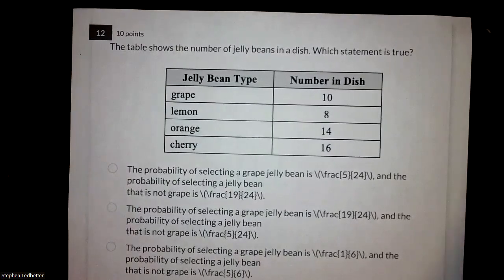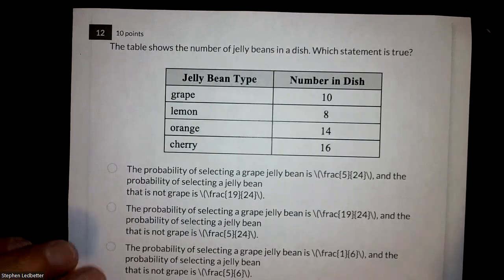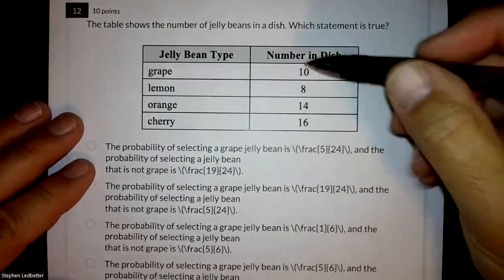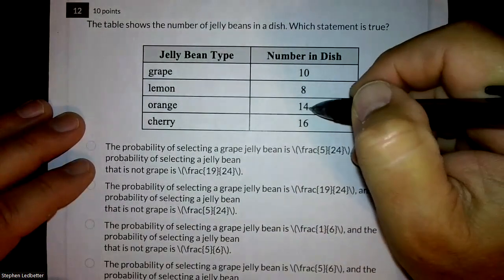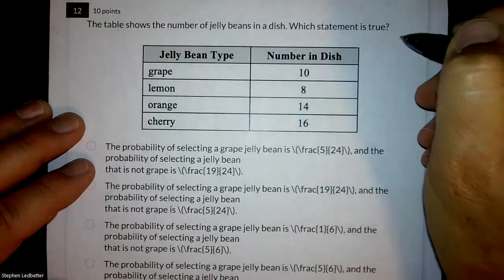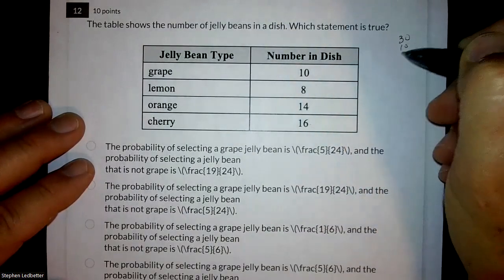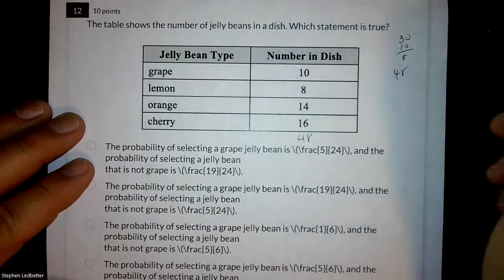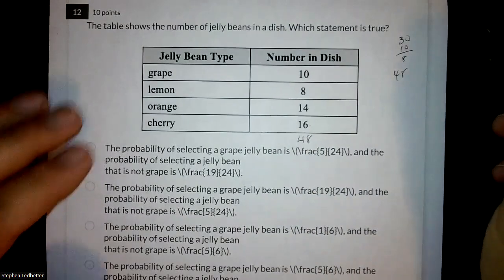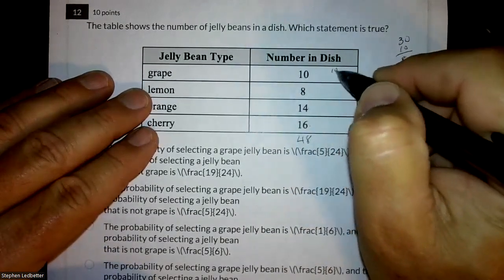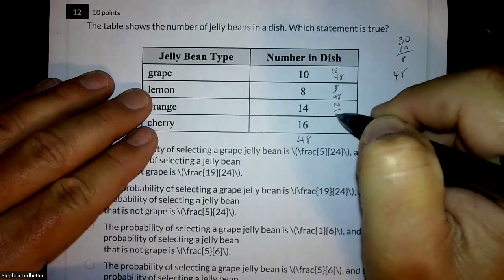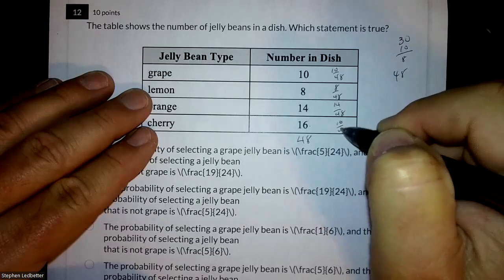All right, last one. The table shows the number of jelly beans in a dish. Which statement is true? Again, we have to find how many jelly beans we have because it never says. So 14 and 16, that's 30. 10 more makes 40, and then you got 8. So it's 48. There's a total of 48 altogether. So we're going to put them in fraction form: 10 over 48, 8 over 48, 14 over 48, and 16 over 48.